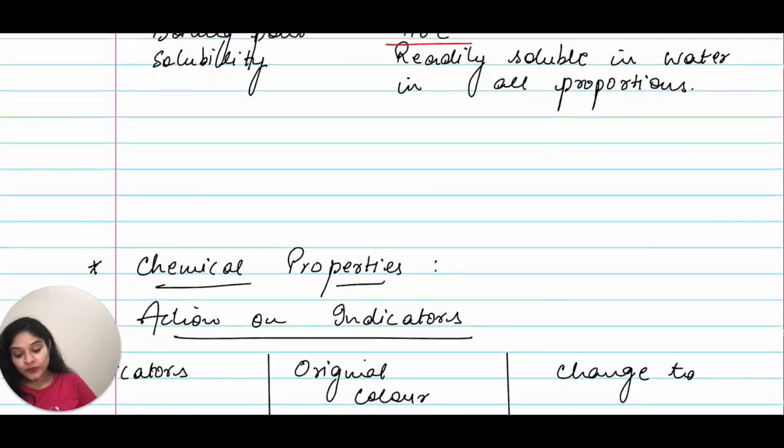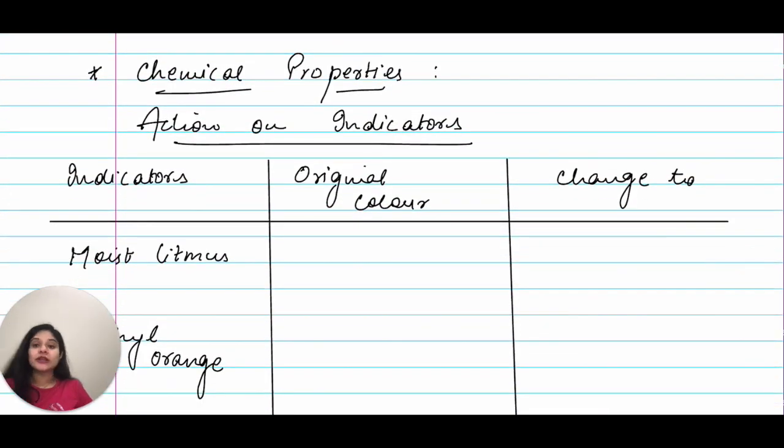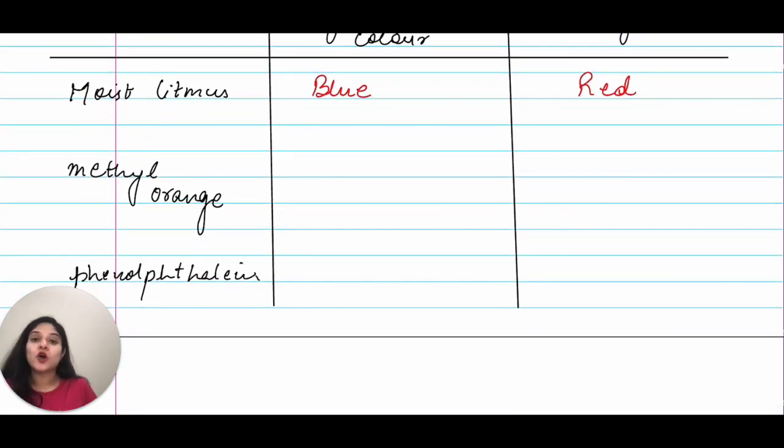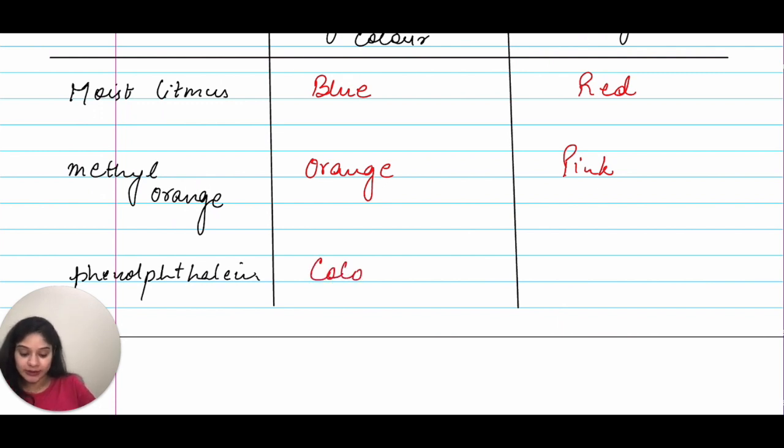Now, moving on to chemical properties, action on indicators. So the first is moist litmus paper. Now this you would have done like 1,000 times by now. So it turns a blue litmus to red. That is what acids do. Then if we talk about methyl orange, it converts orange color of it to pink. Phenolphthalein, if phenolphthalein is colorless, it remains colorless in the presence of acid as well.